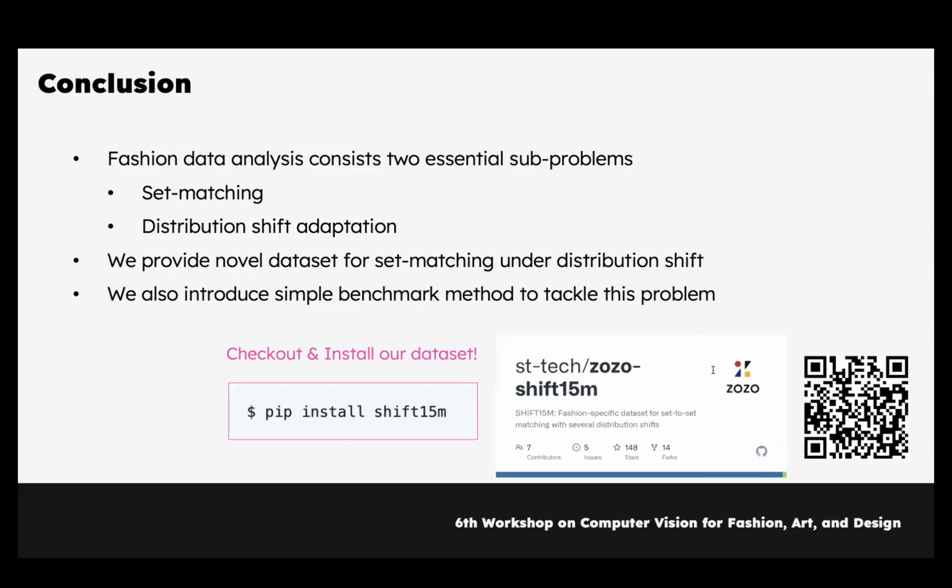For example, screen imagery links or images. Yeah, investigating such specific shift types is future work. So I expect that you can come up with novel methods to tackle this problem.